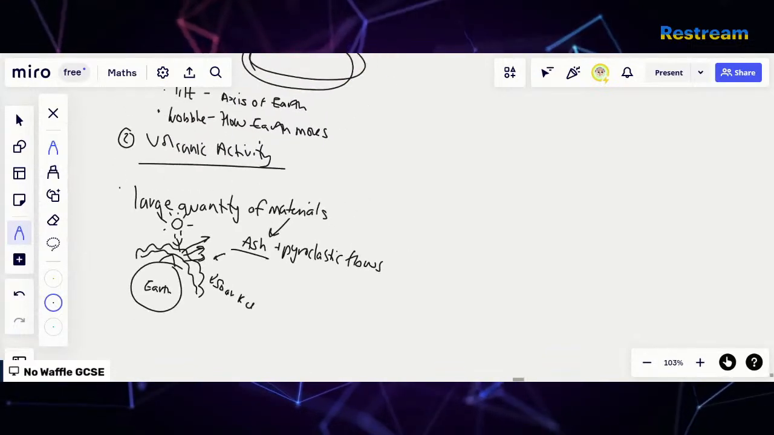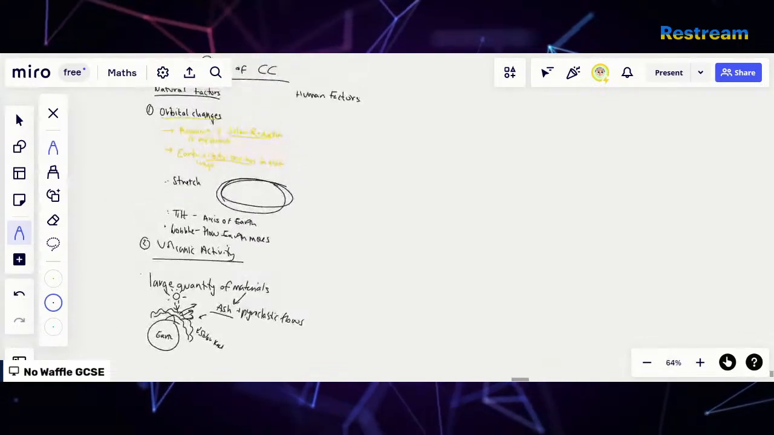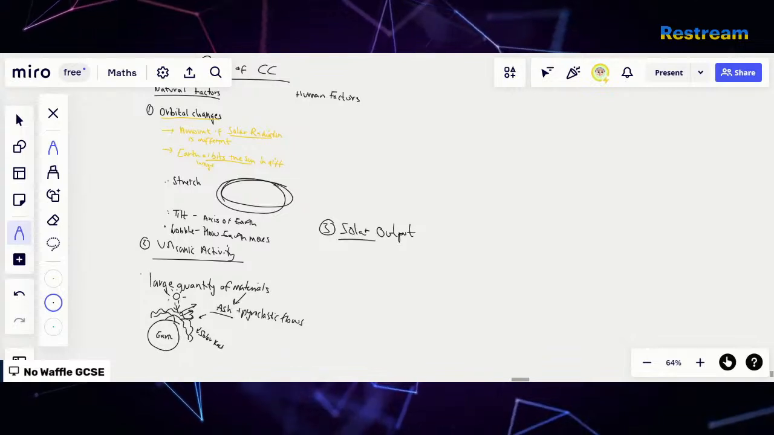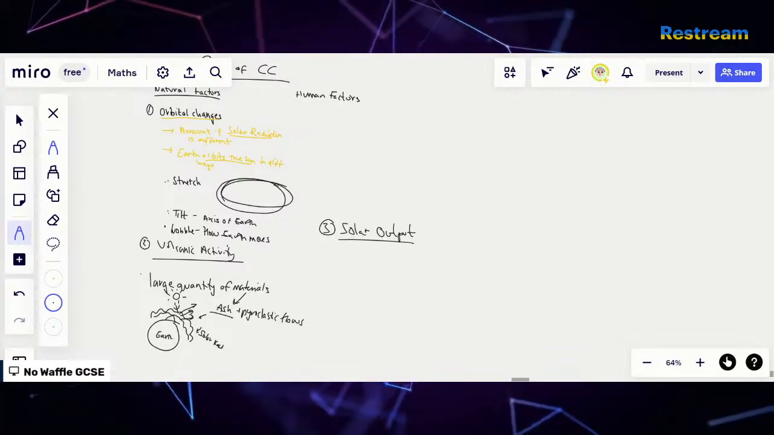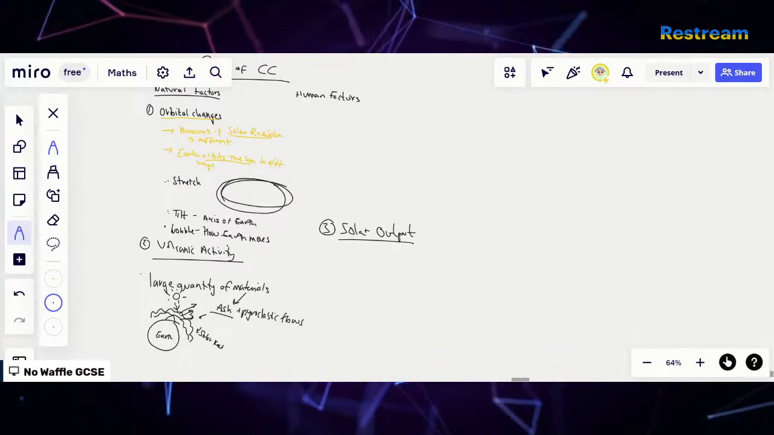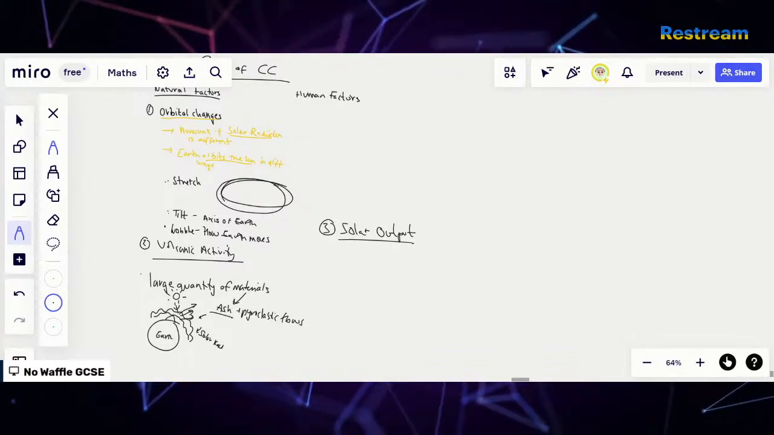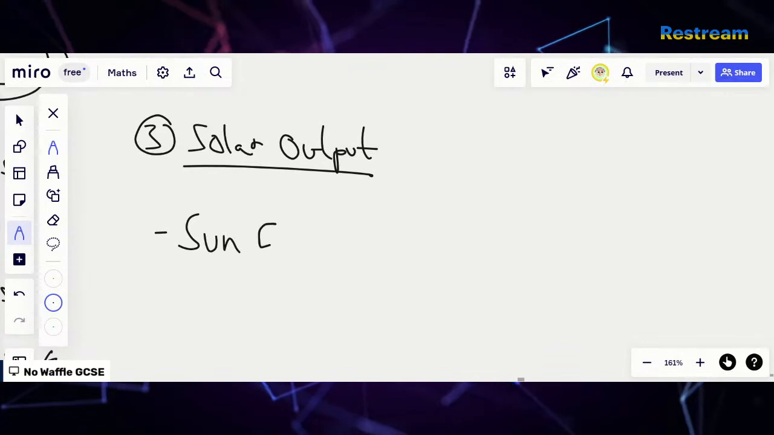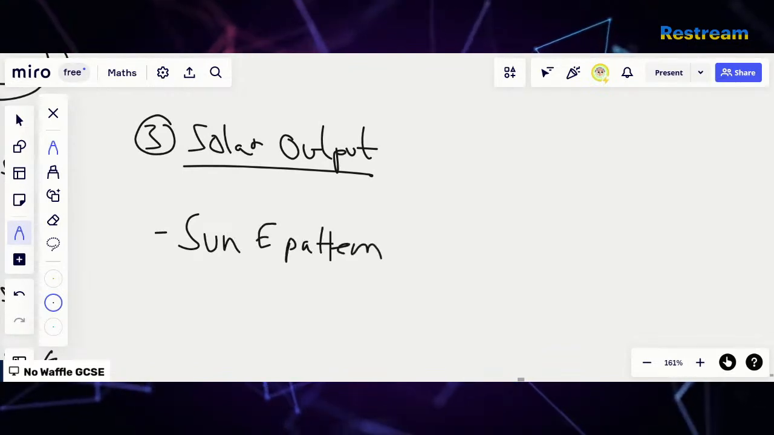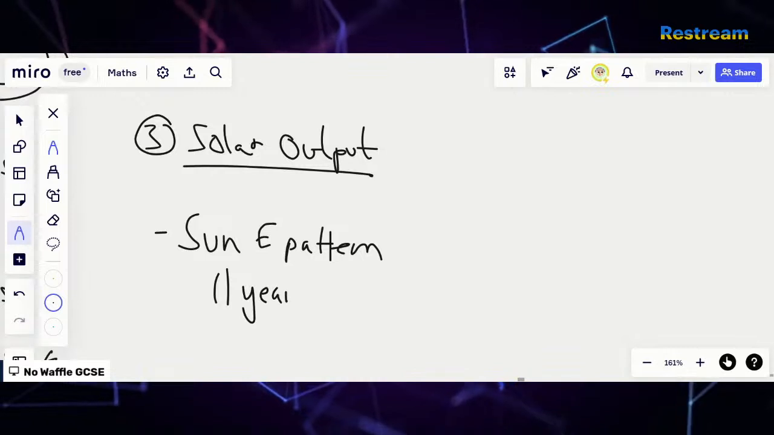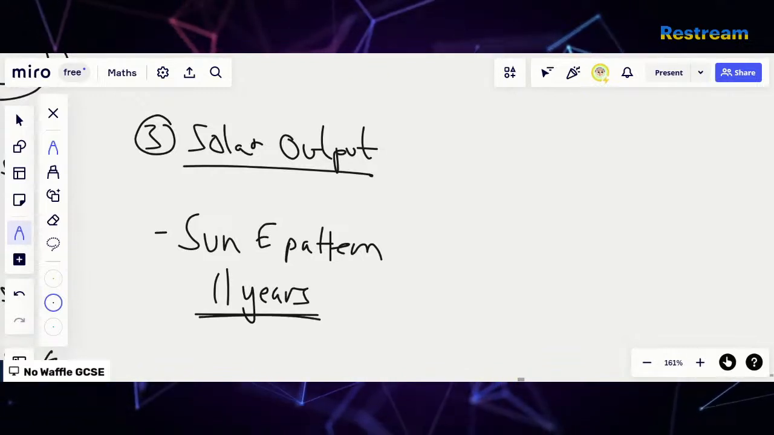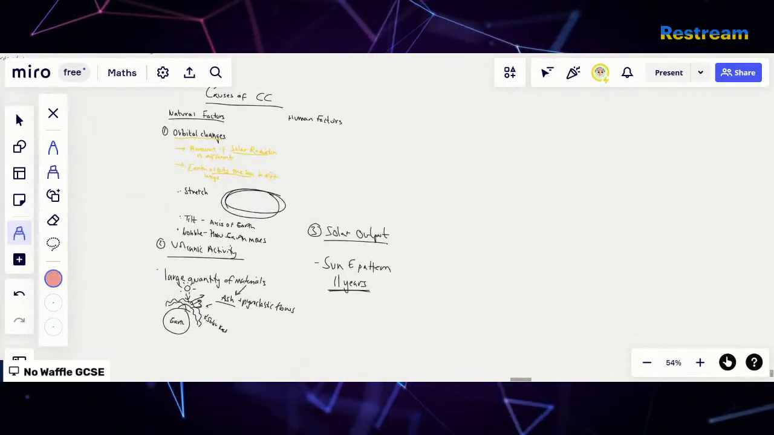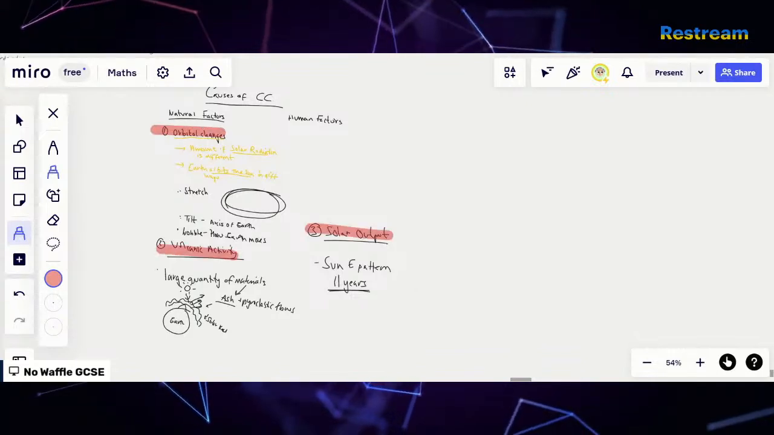Now we also have the third and final natural factor, which is called solar output. And obviously this just means how the sun's energy output isn't always the same and isn't always consistent. It changes and varies. So there's actually cycles to prove that the sun's energy pattern is every 11 years, but that's not necessarily what you need to know. But just so you know, it changes roughly every 11 years, which means that the climate changes every 11 years. Now that's the natural factors. So orbital, volcanic, and solar output.